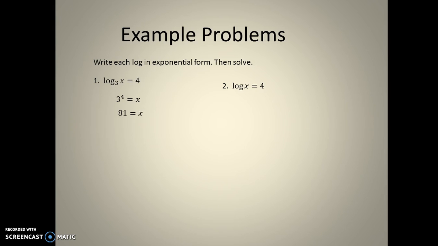Number 2, log of x is equal to 4. Well, what's my base? Oh, that's right. When you don't see a base, the base is 10. So the base stays the base, the other two things switch sides. So it's 10 to the 4th power is equal to x, and 10 to the 4th power is 10,000.